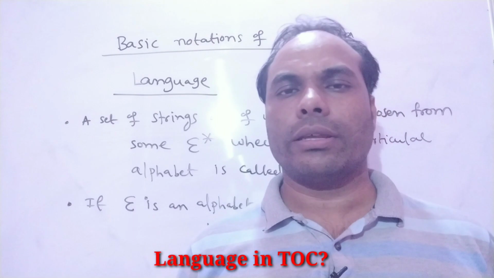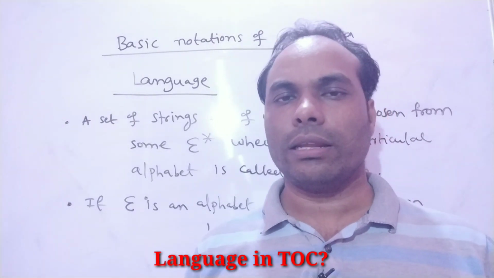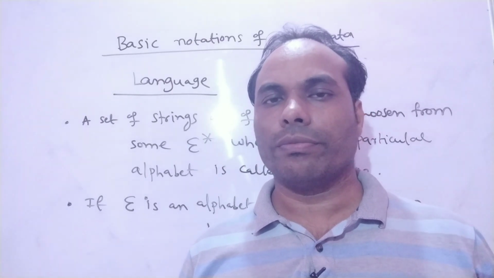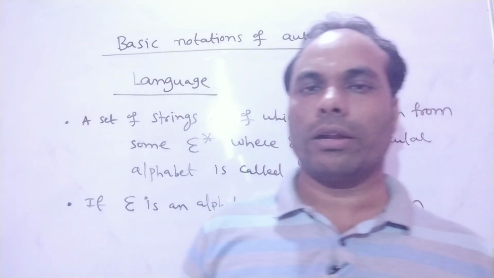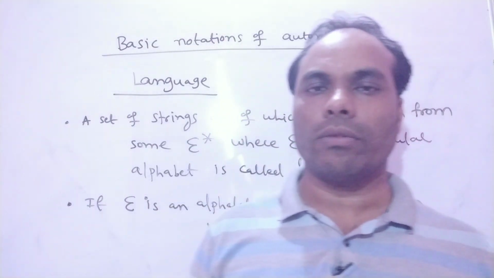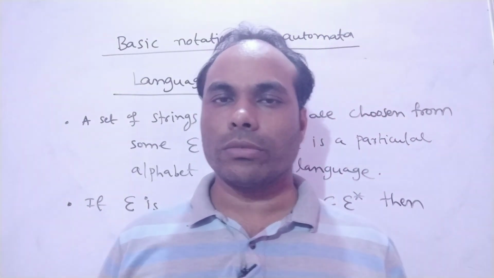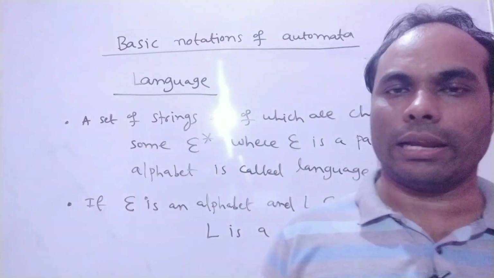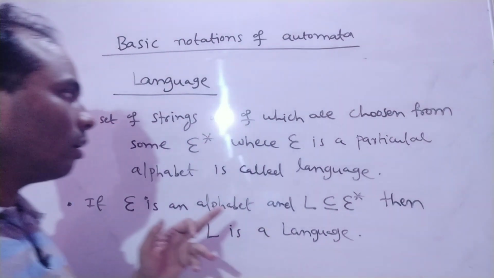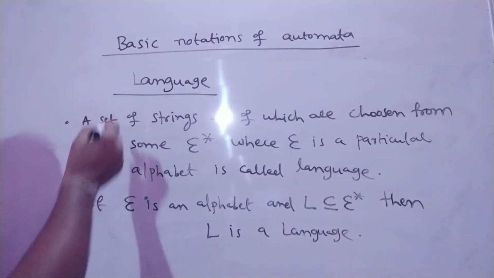Next important thing is the language. We already saw the basic building block, the symbol. After that we saw different alphabets. Then, using that alphabet, you define what a string is. From the string, you are going to define the language, right? Just see the definition of a language. In the theory of automata, you are able to define the language.